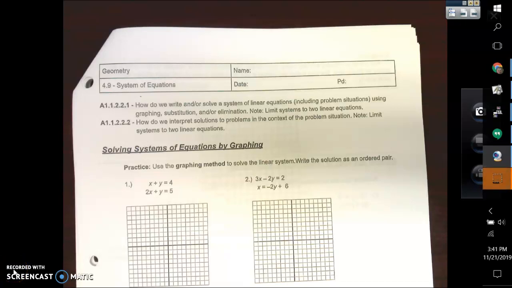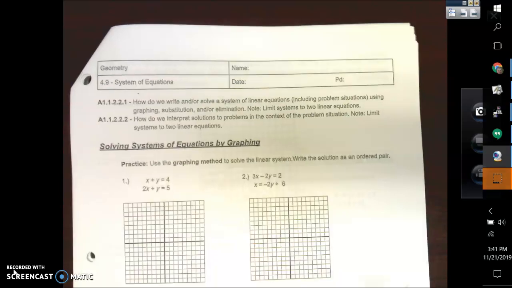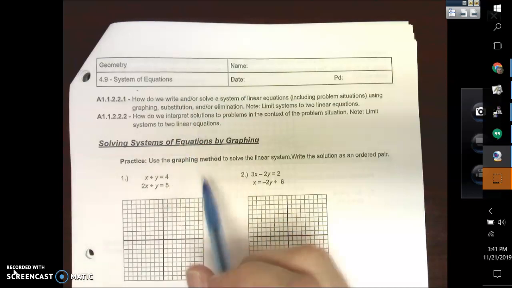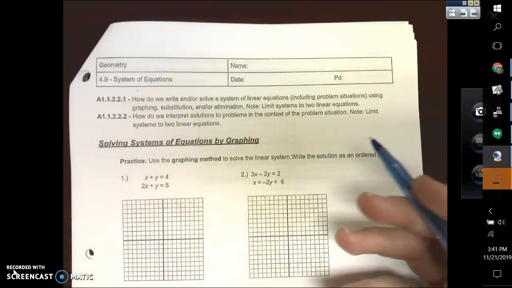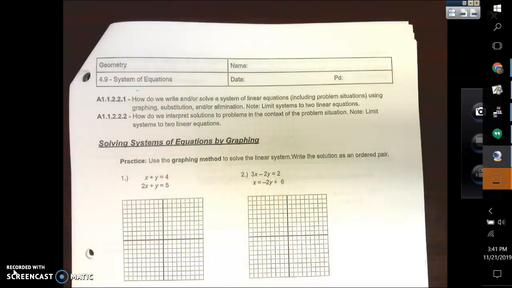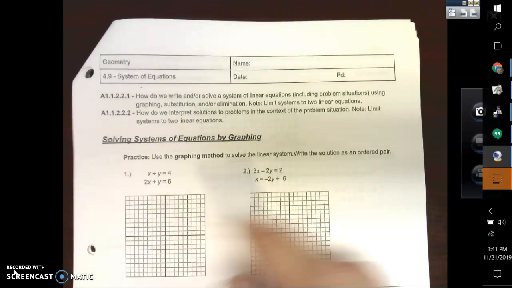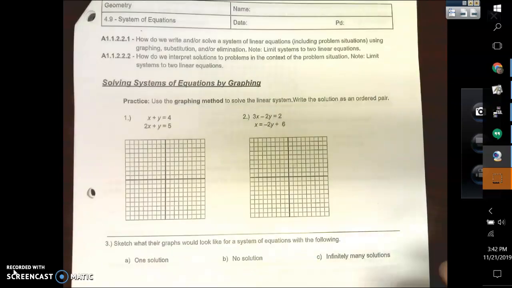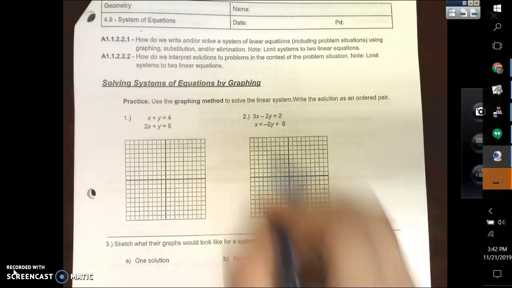Today we're going to be focusing on 4.9 systems of equations. Kind of important to point out, when we're talking about systems of equations, it's when you have more than one equation. Systems means multiple, plural. There are three big ways to do systems of equations: graphing, substitution, and elimination. I'm going to show you each of these. So let's get to it.